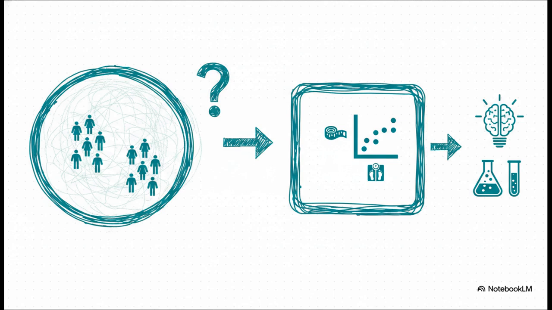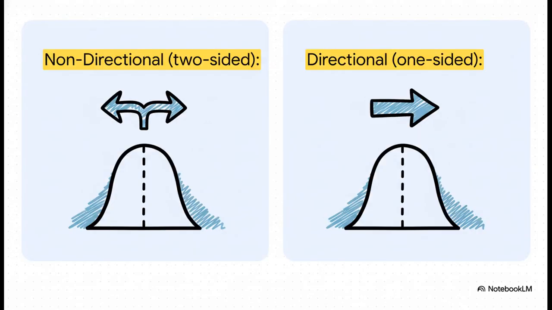Okay, the next layer of distinction is all about how specific you want to be. Are you just predicting that something will happen, or are you predicting the exact direction it'll go in? A non-directional or two-sided hypothesis is kind of open-ended. It just says salaries differ. But a directional or one-sided hypothesis, that makes a much bolder claim. It says men earn more than women.